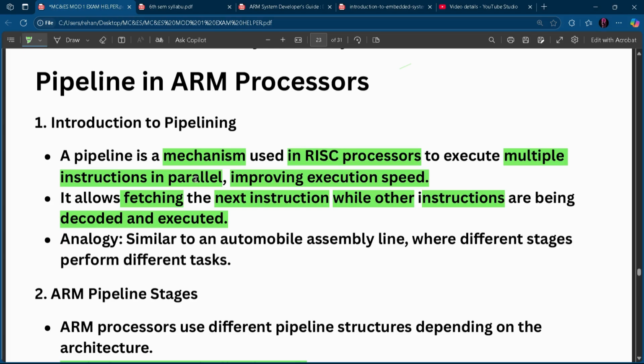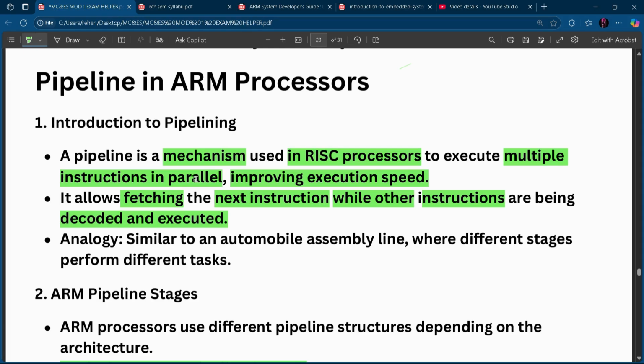Here we will be focusing on pipelining, which is a mechanism used in RISC processors to execute multiple instructions in parallel. Remember, executing multiple instructions in parallel enhances the execution speed. It allows fetching the next instruction while another instruction is being decoded or executed.